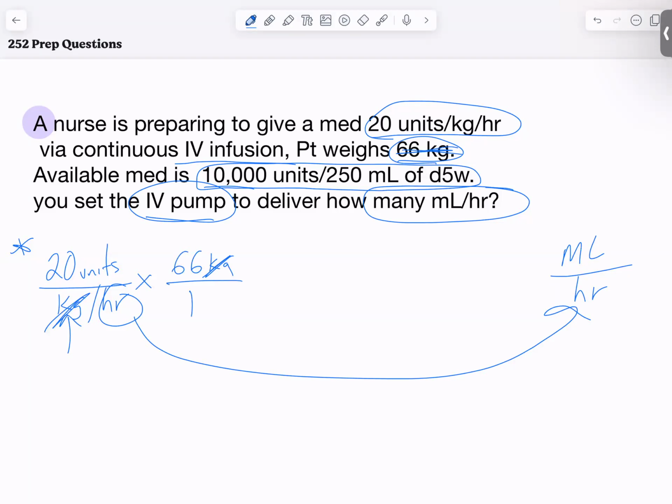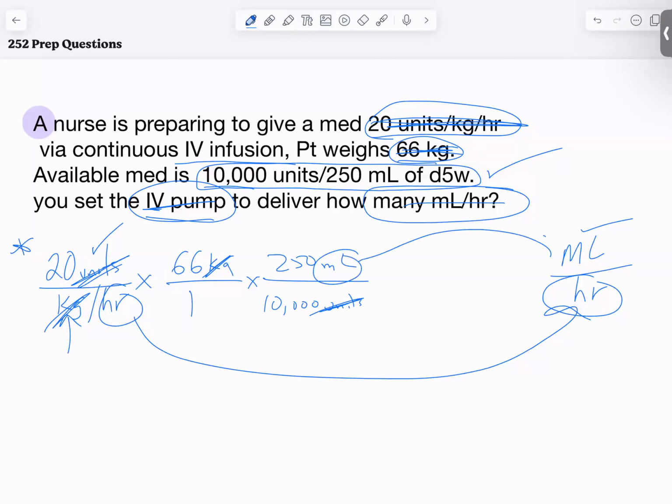Great. Now, all I need is to get rid of units and get to milliliter. So I look at my problem. I've already used this. I know I'm solving for this. The only thing left is how it's delivered. So it's 10,000 units in 250 milliliters. I cross off units and I'm left with milliliters, and now it's just math.